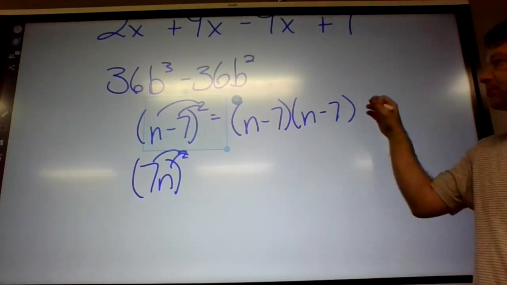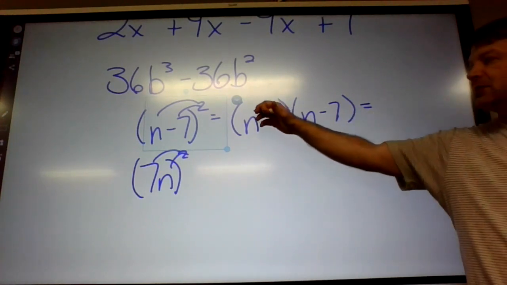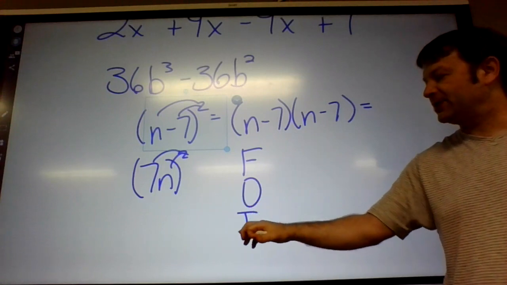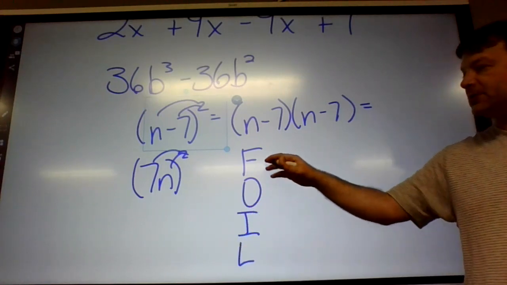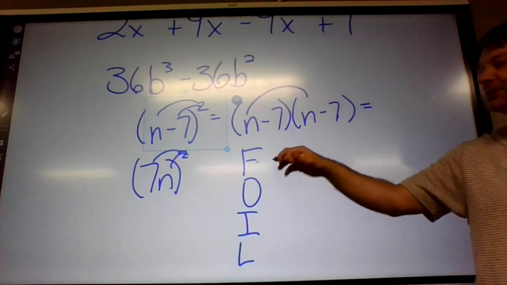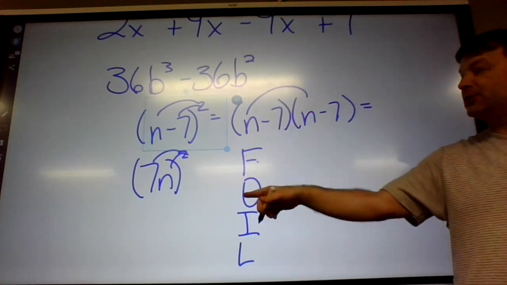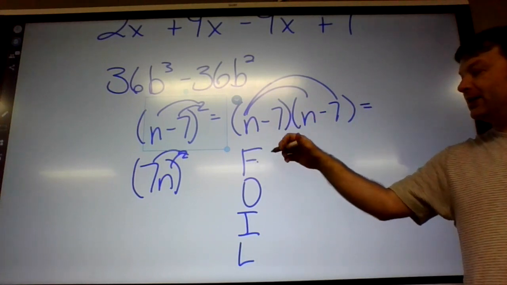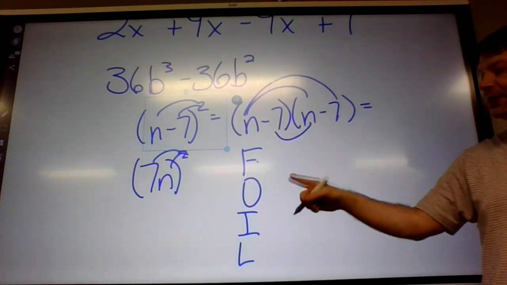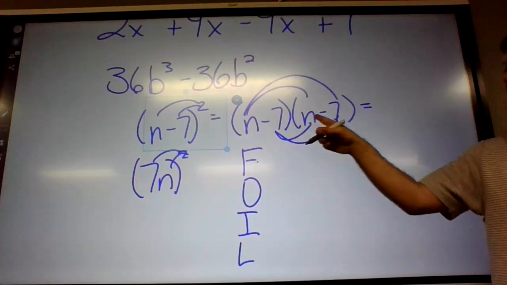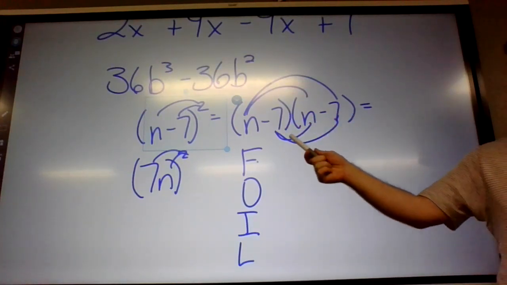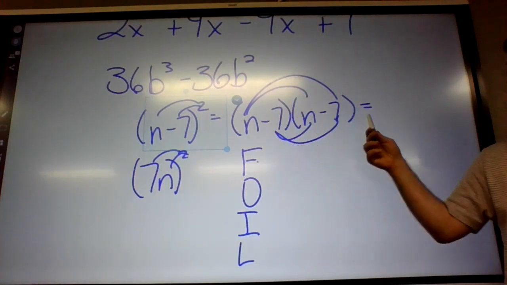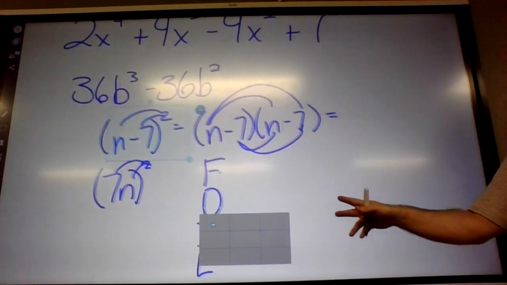You would FOIL the n's to get n squared. FOIL stood for, it's been a while since we've done this. I think you guys were, for the most part, pretty good at this. F stands for first. The first two are n and n. O stands for outside, negative 7 and n. I stands for inside, negative 7 and n, and L stands for last, negative 7 times negative 7. So basically it's a double distribute. N gets multiplied on both of these, negative 7 gets multiplied on both of those. Okay, what do we got?